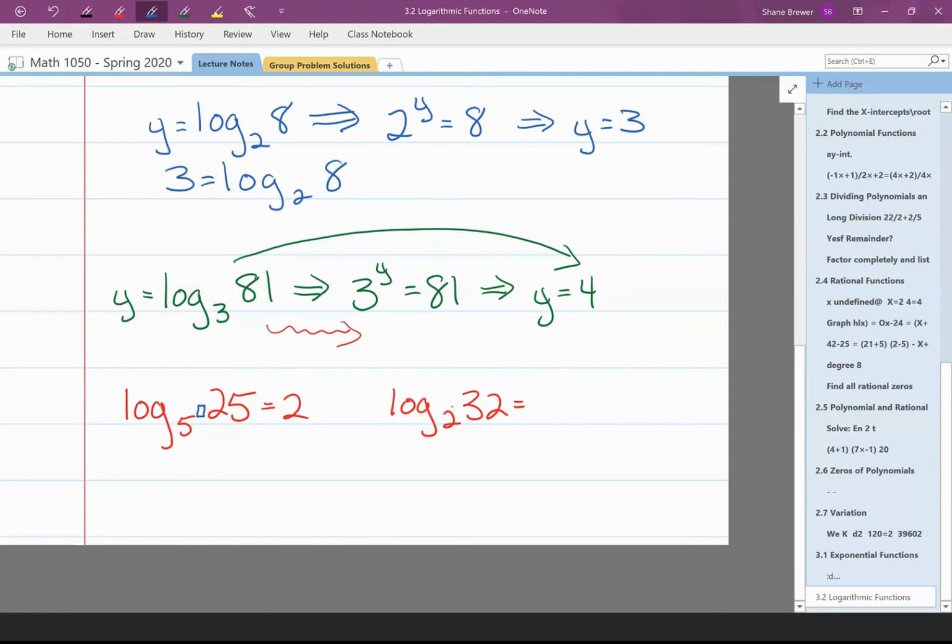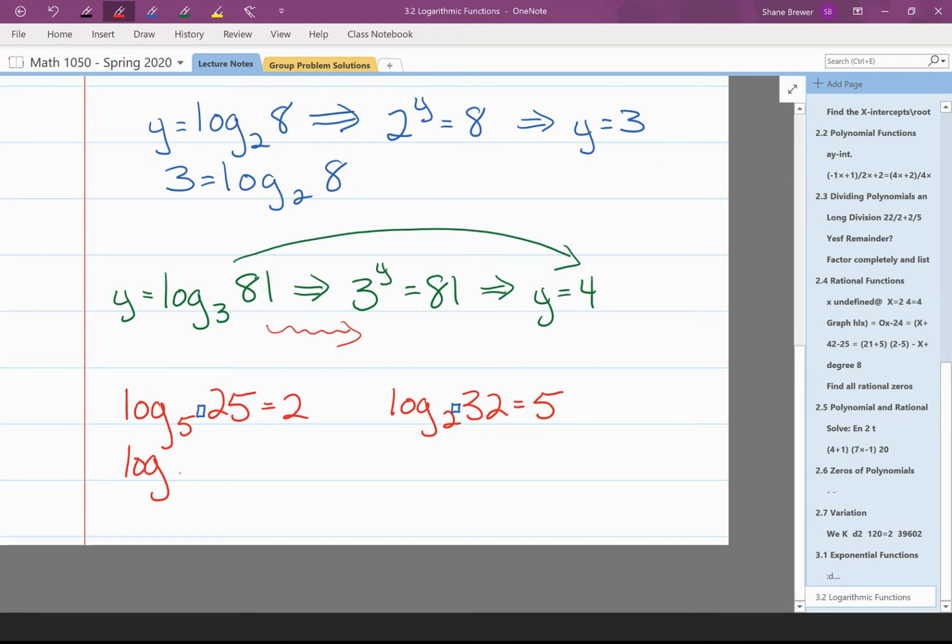2 raised to what exponent gives you a 32? So you kind of go through the powers, right? You can throw it in your calculator and go 2 to the third is 8, 2 to the fourth is 16, 2 to the fifth is 32. Okay? And so that also helps when you're doing some of the more strange ones, because remember, these are exponents that we're working with.